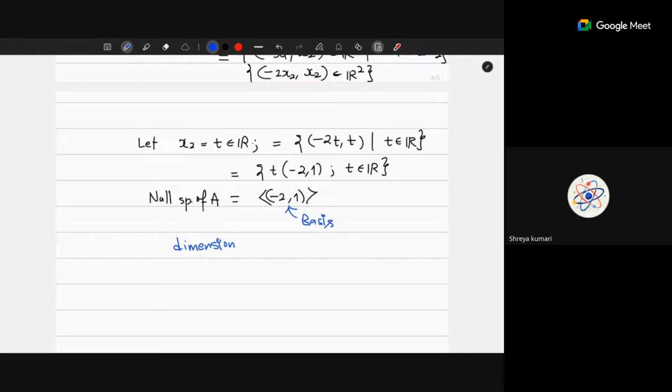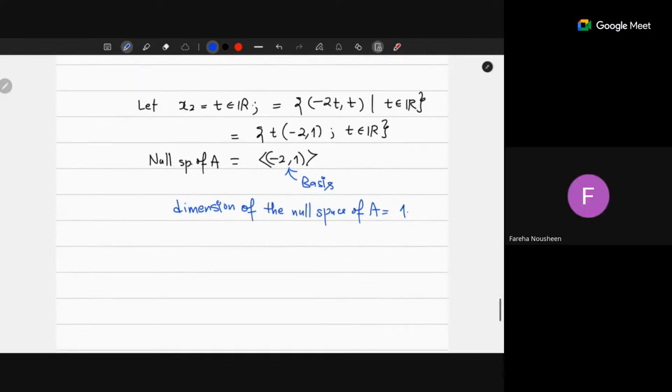It is linearly independent, but there is only one vector, so there is nothing to compare. So that vector spans the space, and it is linearly independent because there is only one vector. So that forms the basis. So the dimension is nothing but one. The dimension of the null space of A is one.